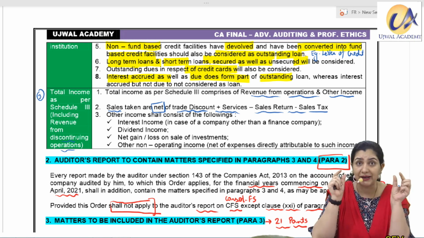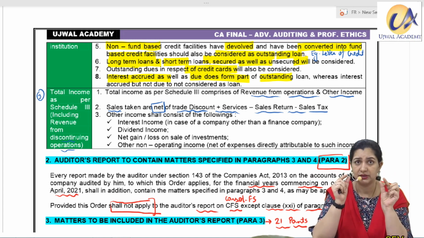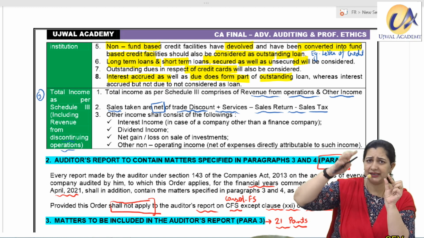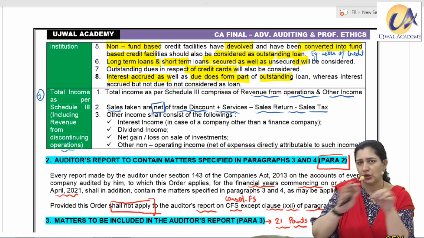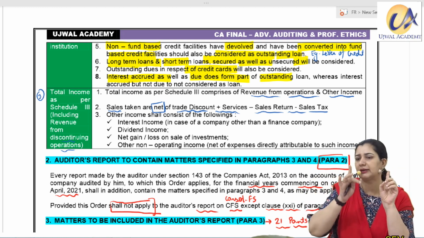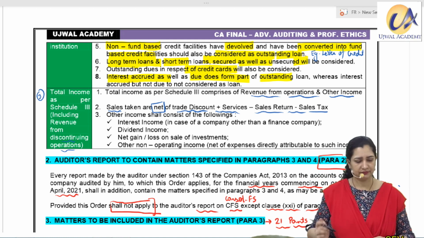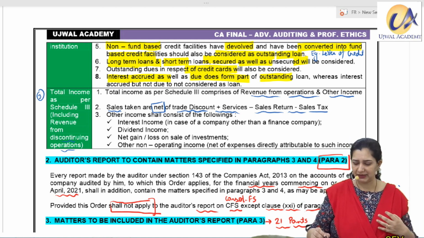I hope this is clear. For private companies, only these points apply. For the others, banking, insurance and so on, don't see anything, it is not applicable. Only for a private company you have to see these points. So these are your applicability questions.